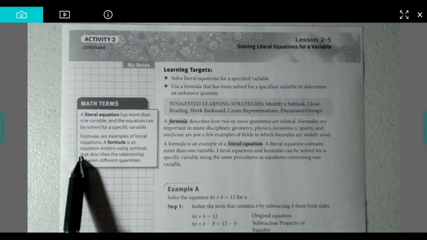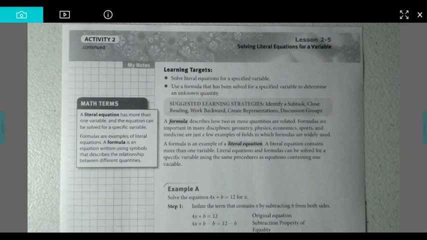To proceed to the first chunk, you saw this paragraph along with this set of math terms. A formula describes how 2 or more quantities are related. Formulas are important in many disciplines: geometry, physics, economics, sports, and medicine are just a few examples of fields in which formulas are widely used. A formula is an example of a literal equation. A literal equation contains more than one variable. Literal equations and formulas can be solved for a specific variable using the same procedures as equations containing one variable.